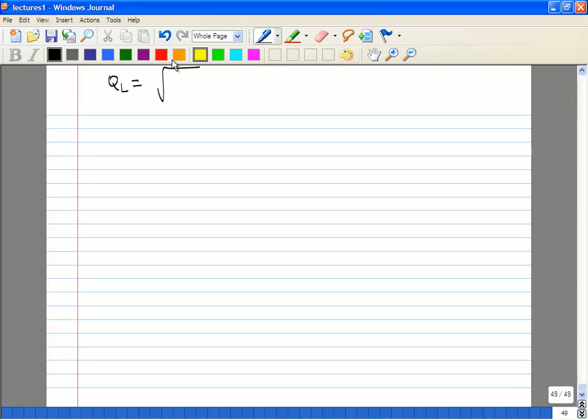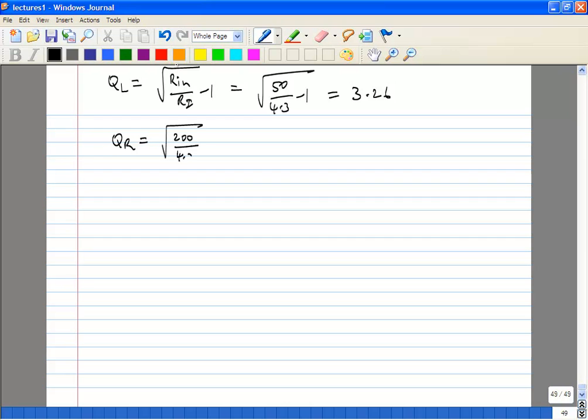What is QL? Root of Rn over Ri minus 1, right? Which is root of 50 over 4.3 minus 1, which happens to be 3.26. So similarly, right, you can show that this is 6.74, or you can say 10 minus 3.26, whatever. Okay, so now you have found out QL and QR. Now it is very simple to go back to your L match equations and calculate L1, L2, all those values.